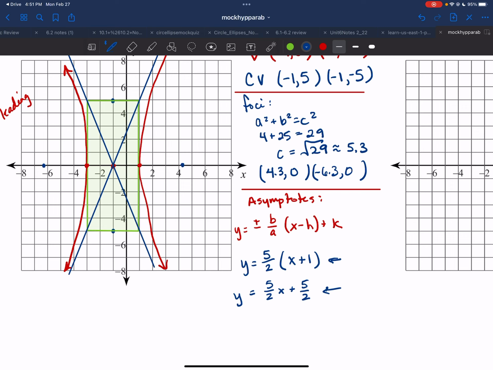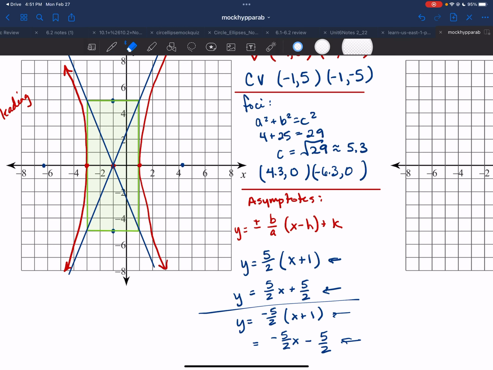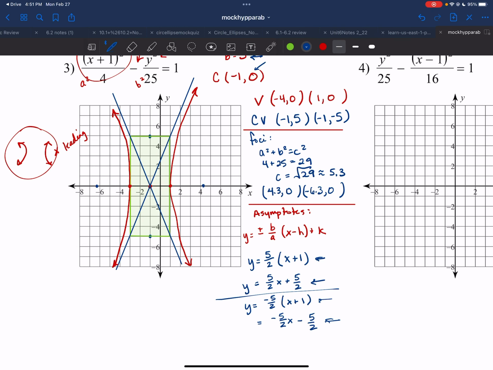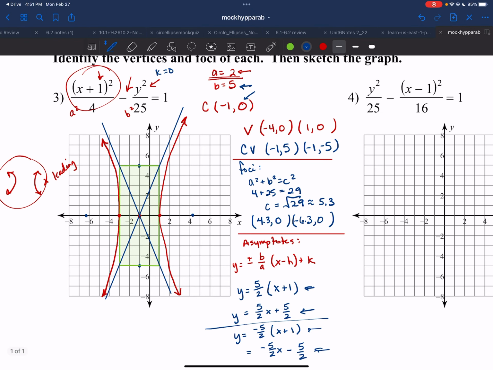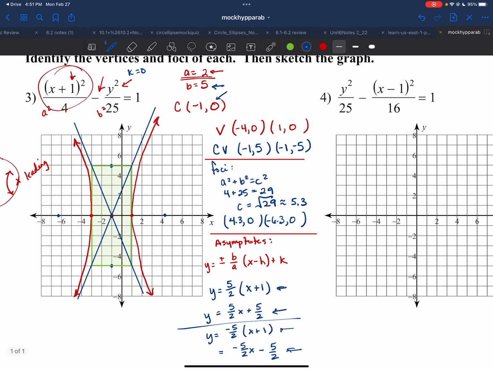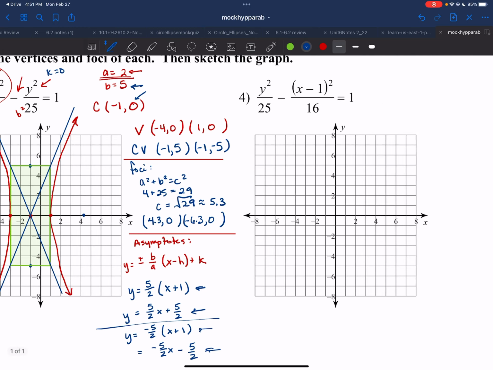All right, then we need to do the negative. And so we would have y equals negative 5 halves times x plus 1, of course, plus 0. And that would be negative 5 halves x minus 5 halves. So again, both of these are fine as far as our information. So I believe that's all we need for this piece. And I think we've got it. All right, let's look at the last one.